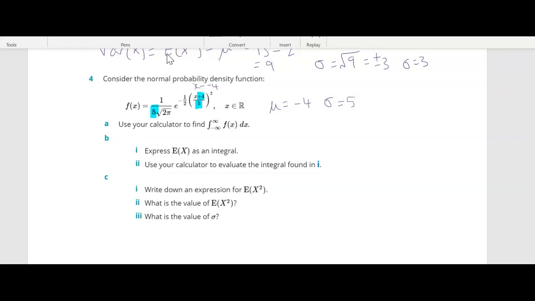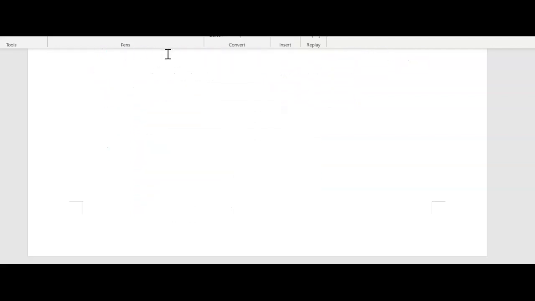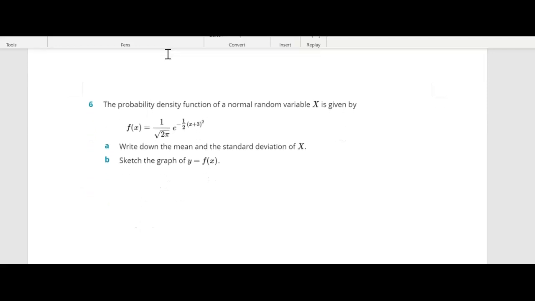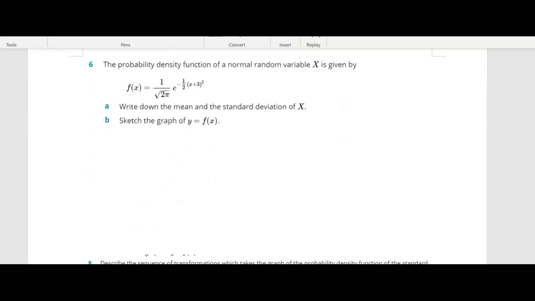So if you want to go ahead and do that on your calculator, it's exactly the same as what we did before. So I'm not going to redo that one just to save time with the video. All right, so for question 6, again, they've given us the function, which is good. So that's where our standard deviation usually is. Now there's no number there, but it's just the number 1. So your standard deviation is equal to 1.